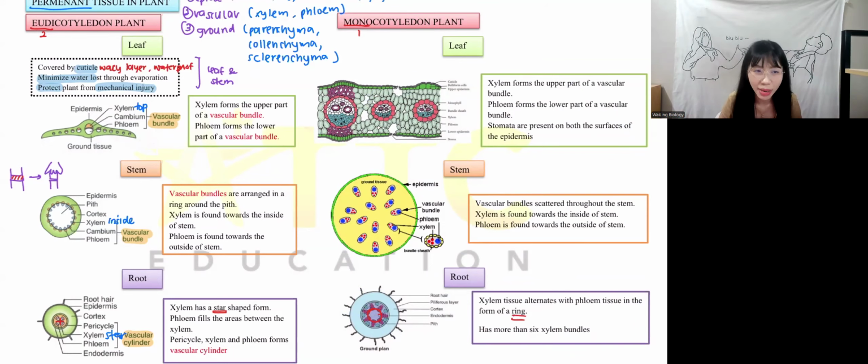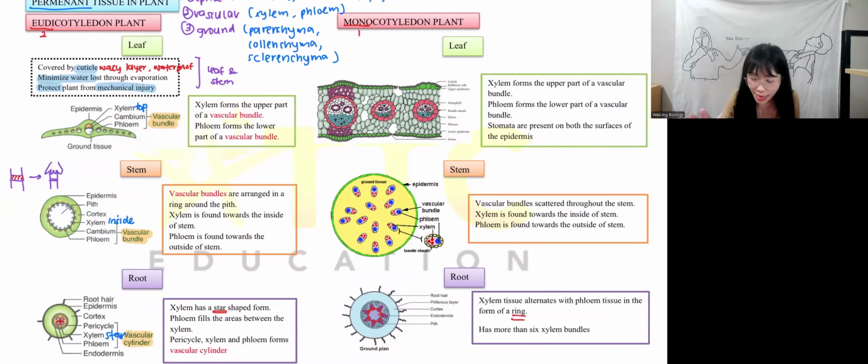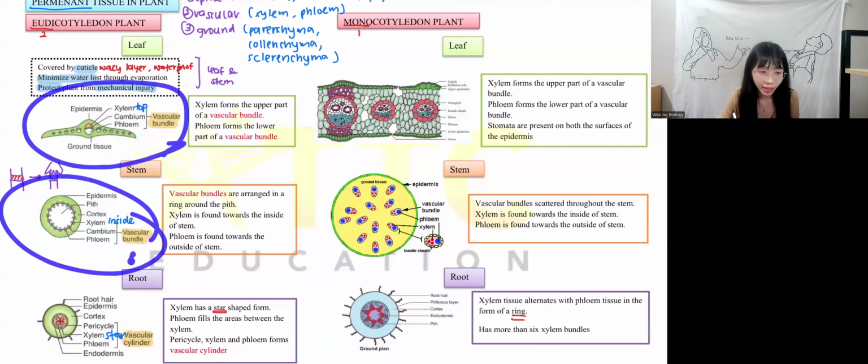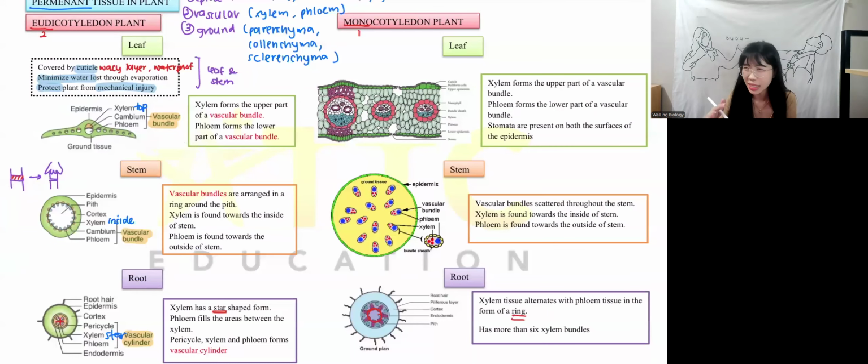You have to know some of the labeling and the drawing for dicot, okay? The drawing for dicot is one of the questions you might see in your exam. Usually, they ask you to draw these two most of the time. Either they ask you to draw a leaf or they ask you to draw a stem. Maybe it's about 3 marks.